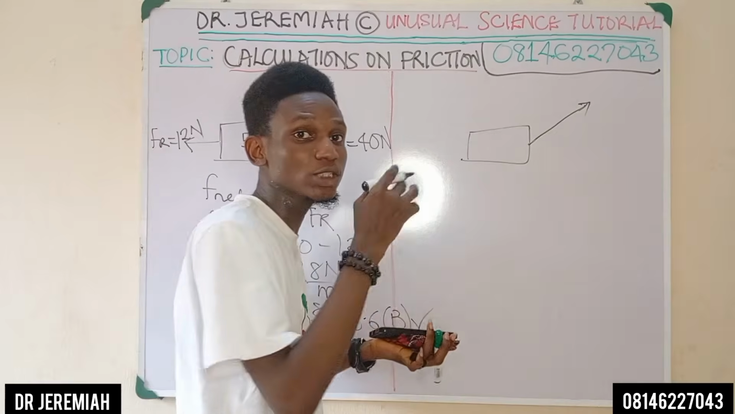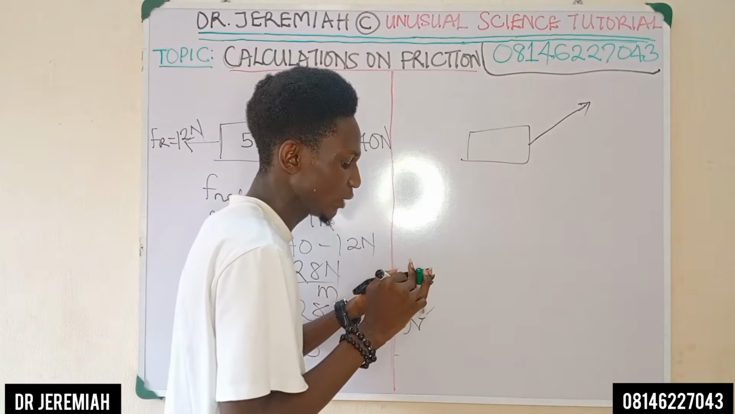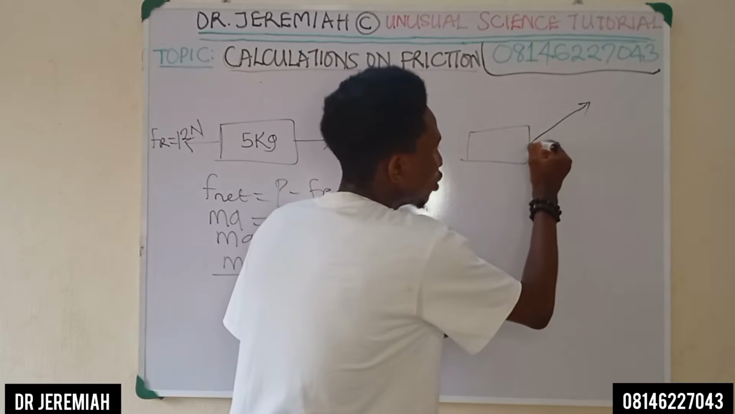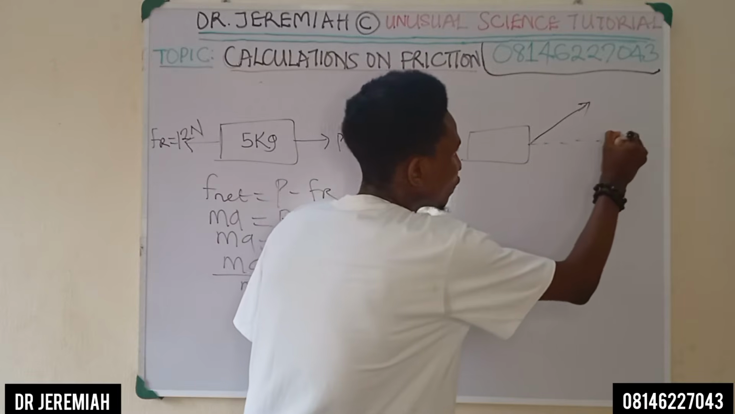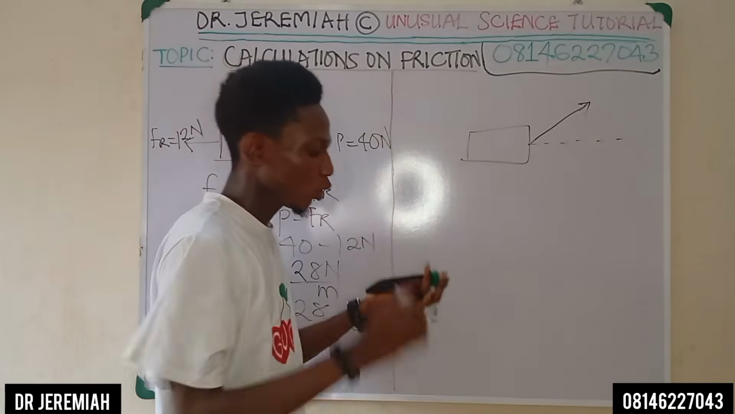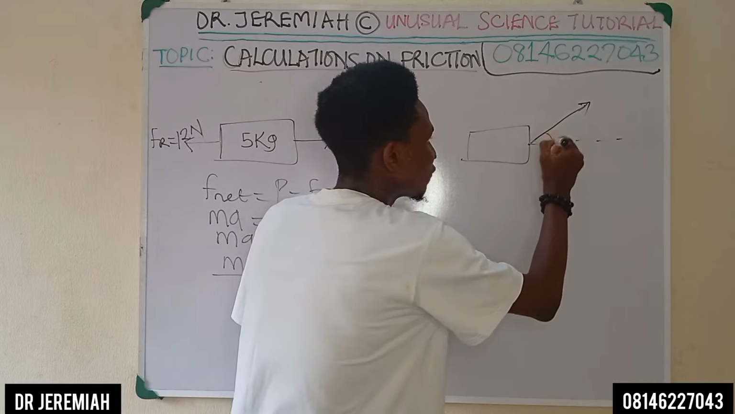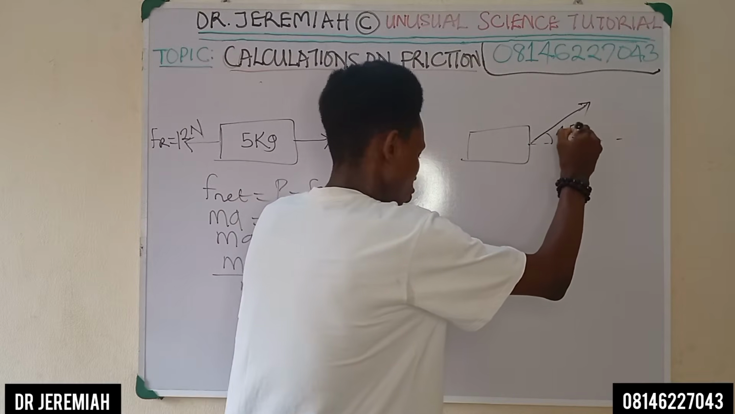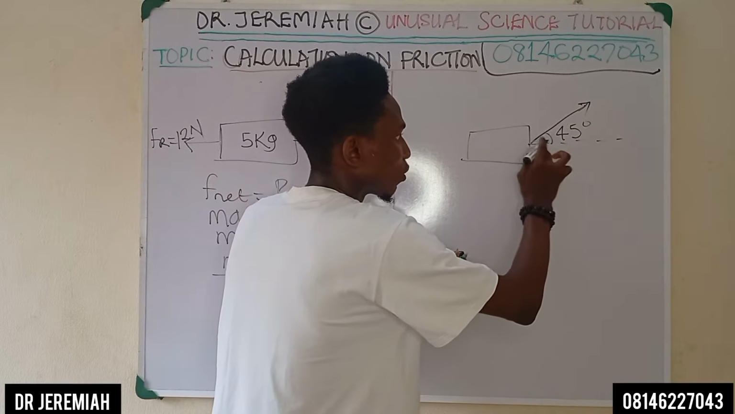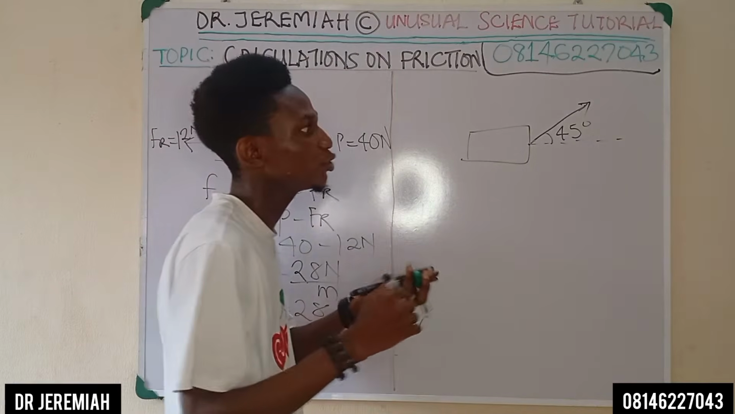I probably put this question to show you something. So this is the rope. Now this is the horizontal. Normally this is where the pulling force should be. He said that the rope is at 45 degrees to the floor. So this is the floor, this is the horizontal, so it's 45 degrees. So this is the rope.